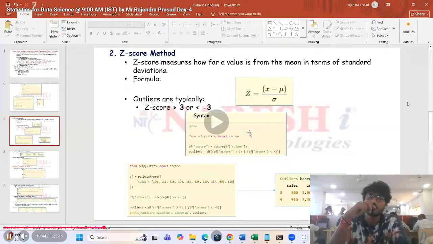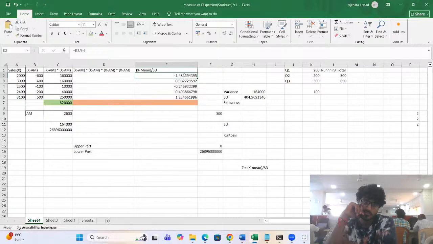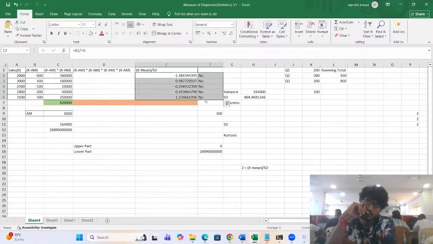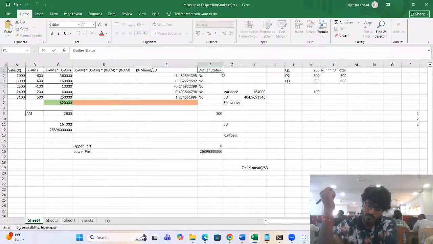Whenever you see this value, is it greater than 3? No. Is it less than -3? No. -2 is greater than -3, and -1 is greater than -3, so is it an outlier? No. The remaining are also no. So whenever you use Z score, do we have any outliers in this particular data? No.